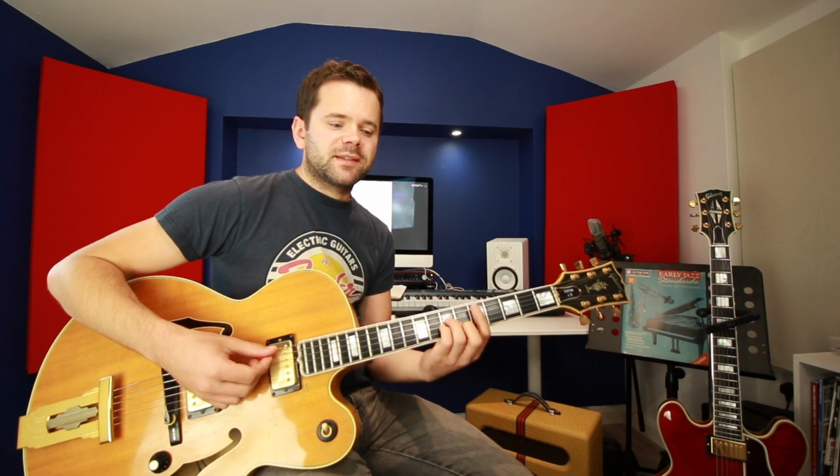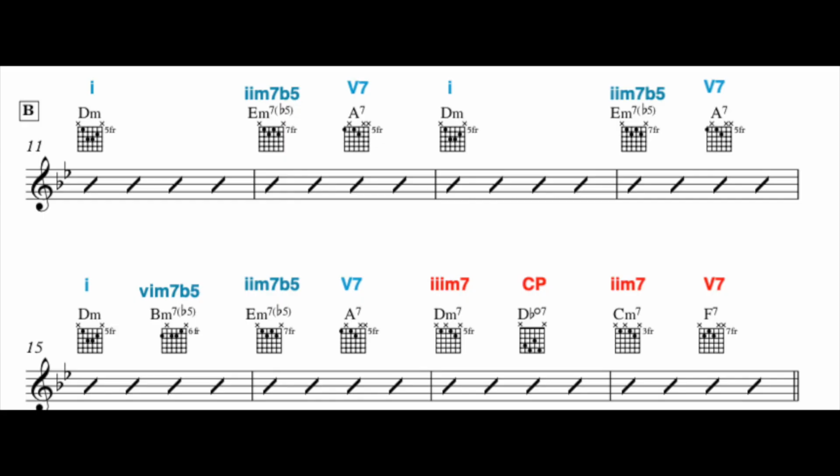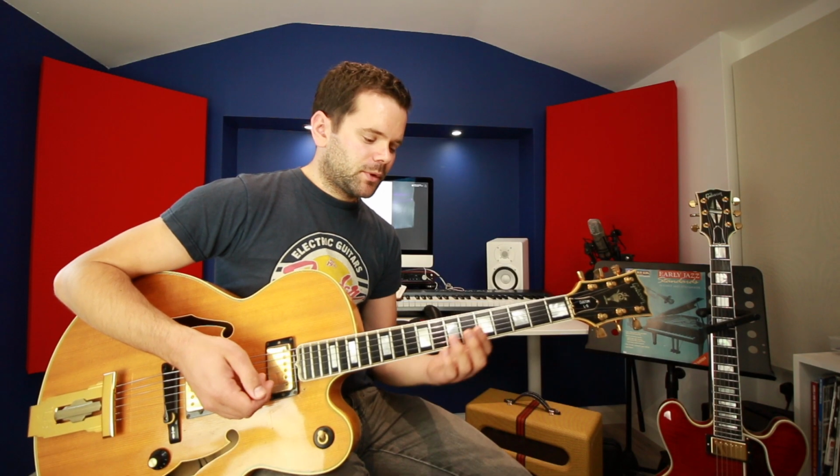So the first line of the B section is the same thing repeated twice. So D minor chord 1, E minor 7 flat 5 2, and then A7 chord 5. So 1, 2, 3, 4. Just like that. And the next line of the B section, we're going to do a slight variation.